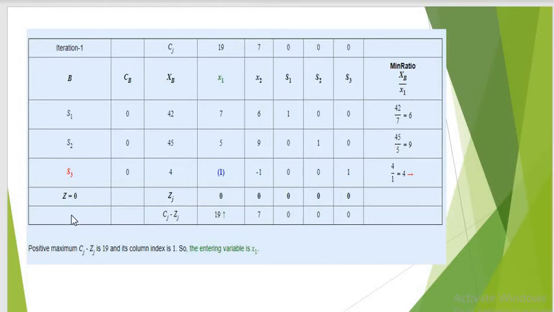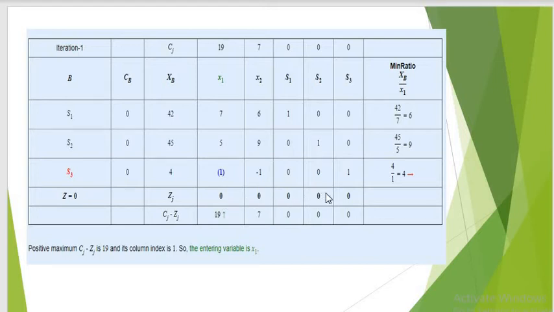After that, we can calculate the z value. Z equal to sigma Cb into Xb. So 0 into 42 plus 0 into 45 plus 0 into 4, so equal to 0. Then Zj corresponds to sigma Cb into Xj. That is, first corresponding to the first column, here 0 into 7 plus 0 into 5 plus 0 into 1. The value equal to 0.